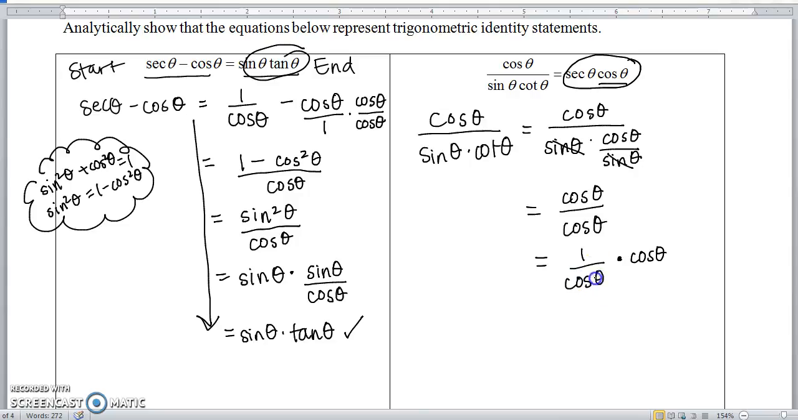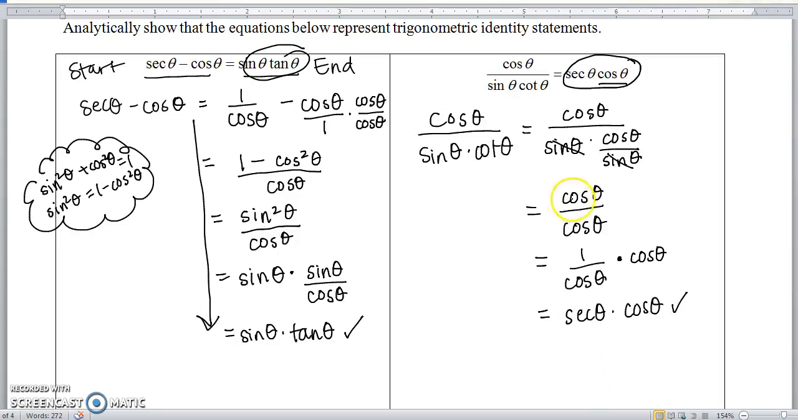1 over cosine theta. So those two together would give us cosine over cosine. But we also know that 1 over cosine is secant theta, and then times cosine theta. And so we end up getting the identity that we wanted.